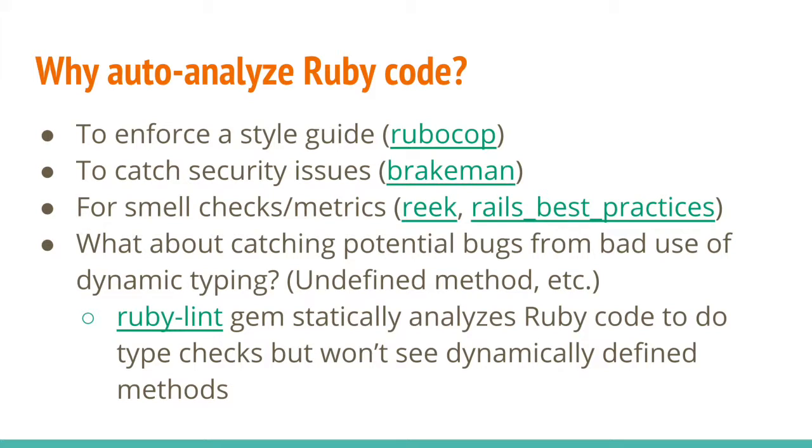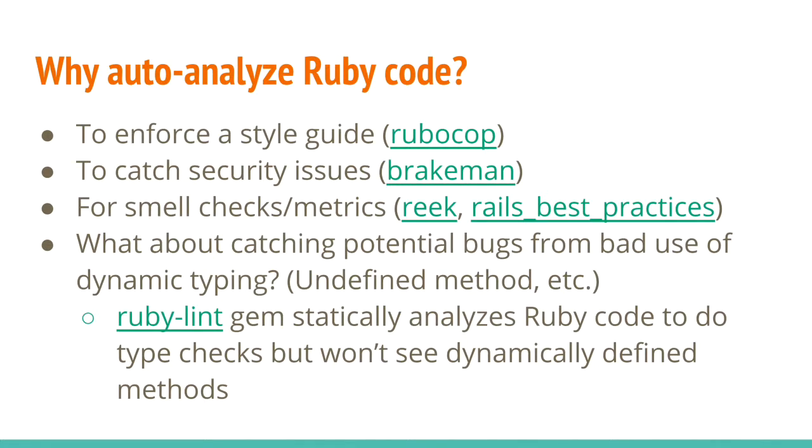There's a number of reasons. You might want to enforce a style guide. There's a gem for that, the Rubocop gem. You might want to catch security issues in your app like SQL injection or unexpected calls to send and so on that could be a security risk. There's a brakeman gem that will go through your app and search for that.